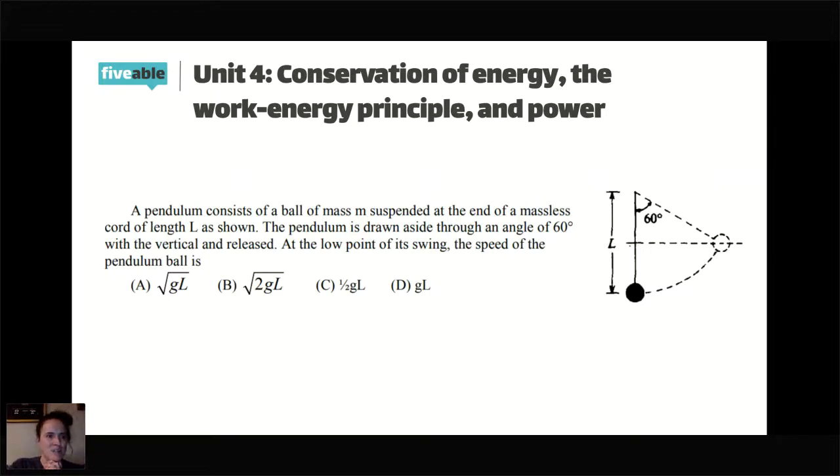So we have a pendulum consisting of a ball of mass m suspended at the end of a massless cord. Okay, I'll let you work it out. I'll stay here until you work it out. How about that?